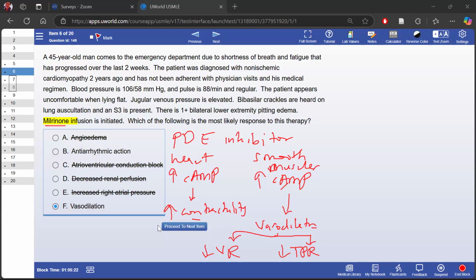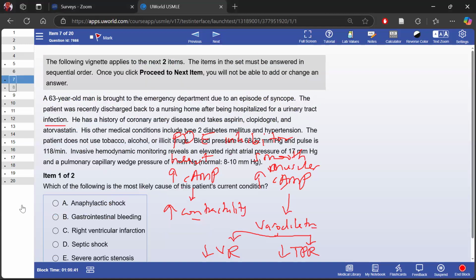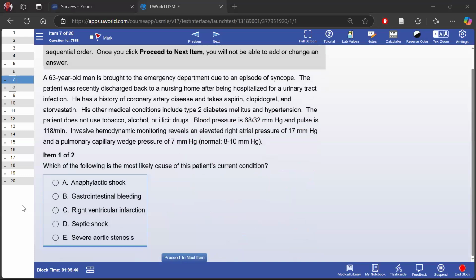If you increase contractility, you are pushing blood out of the heart. Patients with heart failure are congested. The heart is congested, the lungs are congested. So increase contractility and push blood out of the heart. That is not an antiarrhythmic effect, right? It is an inotropic effect. All right, let's try this one next.